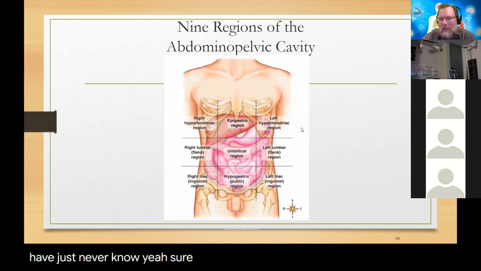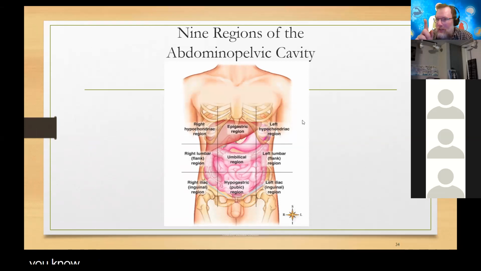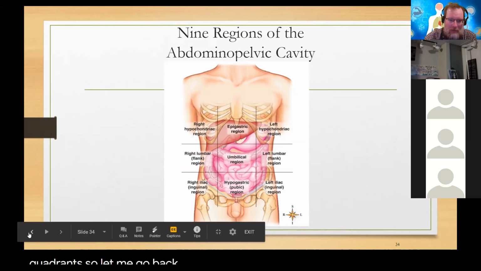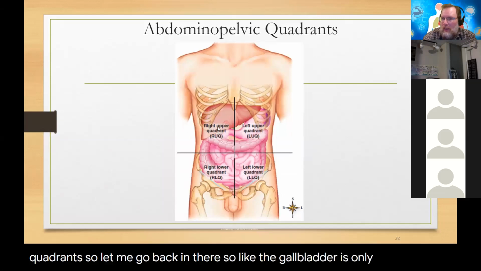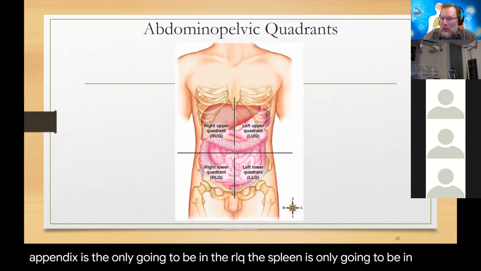Yeah, sure. One of the questions asked was about something that may be in two quadrants, would that be correct? Oh, sure, absolutely. There are a few things that are absolutely not in two quadrants. So let me go back in there. Like the gallbladder is only in the RUQ. The appendix is only going to be in the RLQ. The spleen is only going to be in the LUQ.